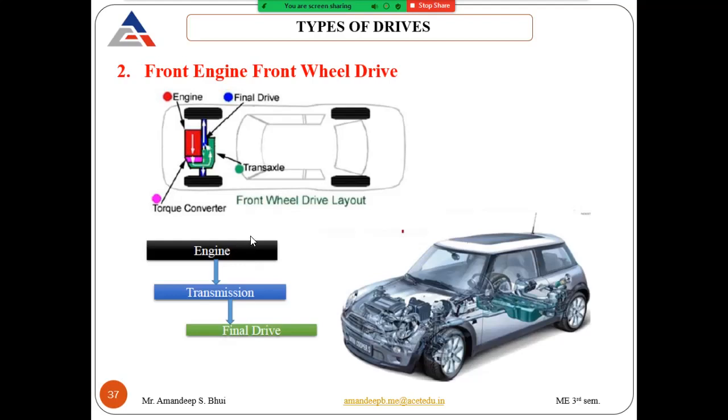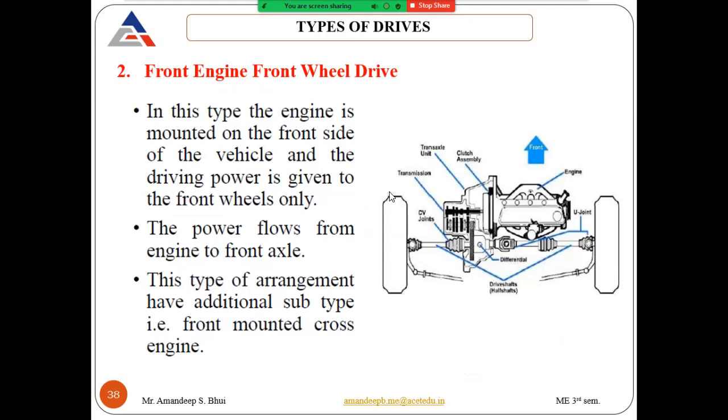Okay, so in this case there is the engine, transmission, and the final drive. This is the configuration of a front engine, front wheel drive. This is my engine at the front, and this is the clutch assembly, and the clutch assembly is connected to this gearbox, and the gearbox is connected to this differential here, and from the differential the torque is divided to the right and left wheels. So all this becomes very compact at the front.